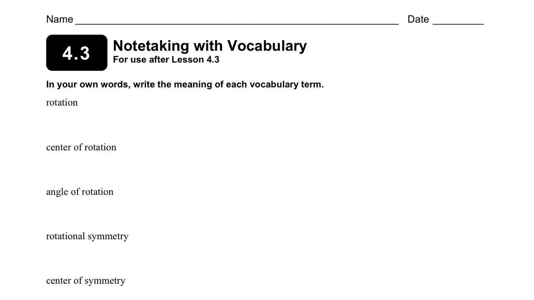Welcome to 4.3. We're going to talk about rotations. That's one of our rigid transformations. And I'm not going to really fill out this vocab. We're just going to get it when we hit the core concepts down below. So let's just keep going.